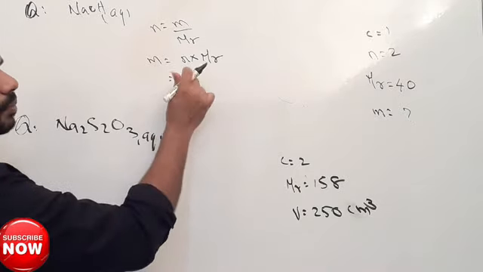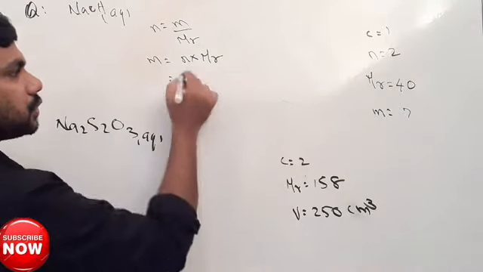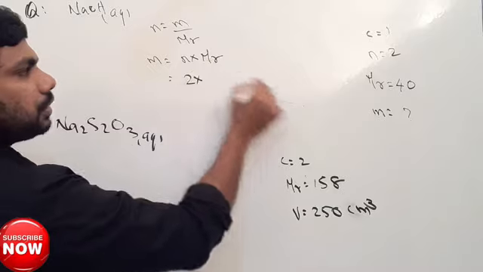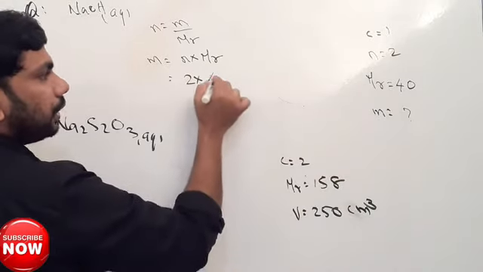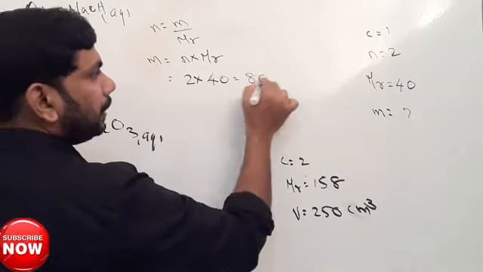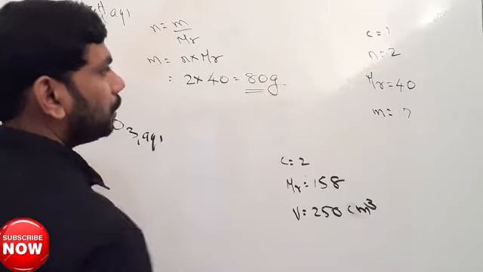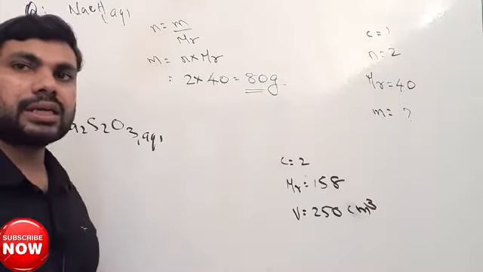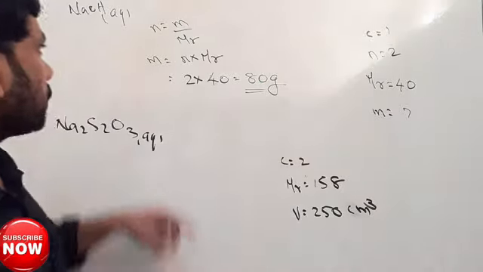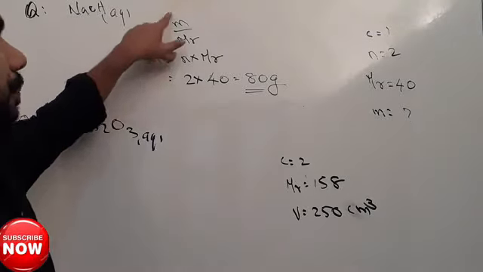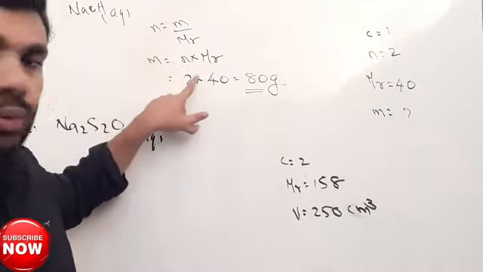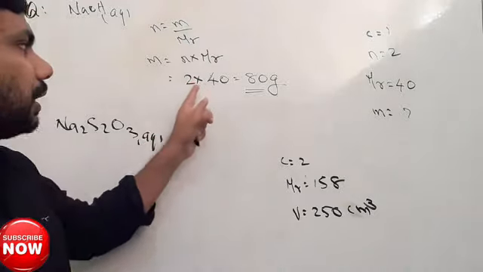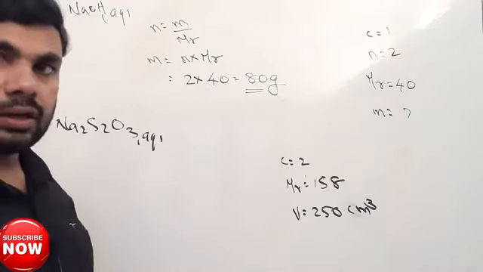So what is the number of moles here? Number of moles is 2. And what is the molecular mass? Molecular mass is 40. So here it will be 80 gram. Mass of sodium hydroxide here is 80 gram. So this is the equation: number of moles is equal to mass over molar mass, so mass is number of moles times molecular mass. So here 80 gram. Clear?